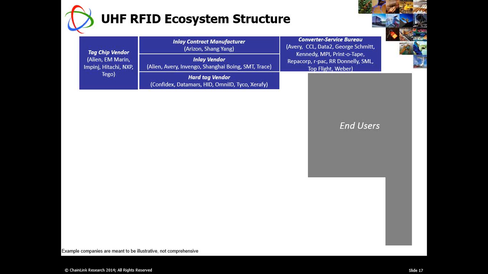Service bureaus encode and print tags. The printing can include a lot of variable data like pricing and SKU numbers, which can be very complicated to manage, especially when the company's trying to provide fast service, 24, 48-hour service on a global basis. A lot of the cost of a tag, as a result, is incurred at this step because a lot of the value is added at this step.